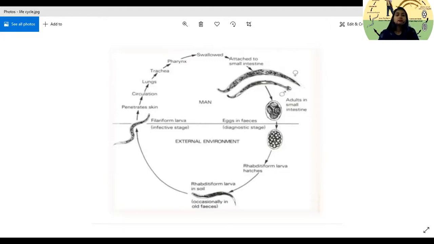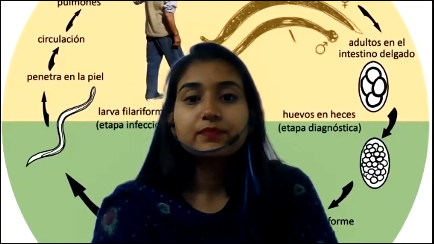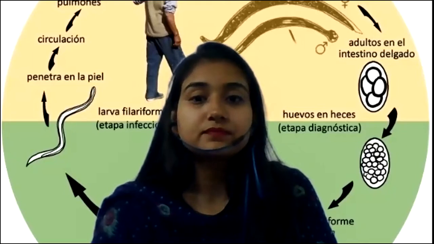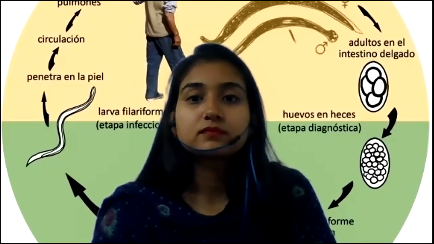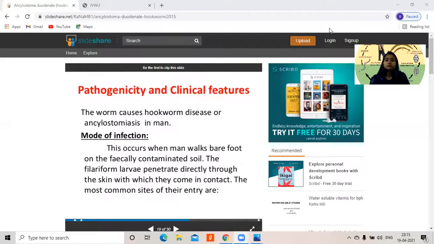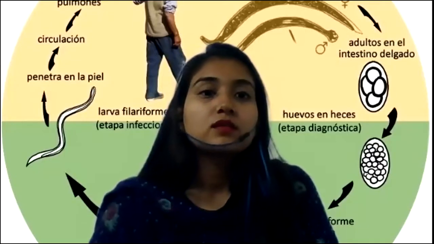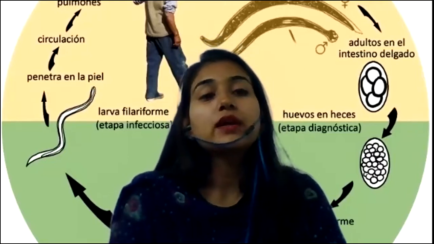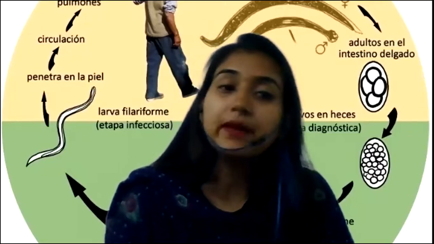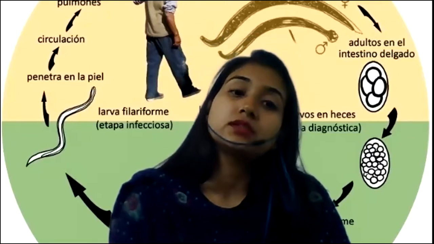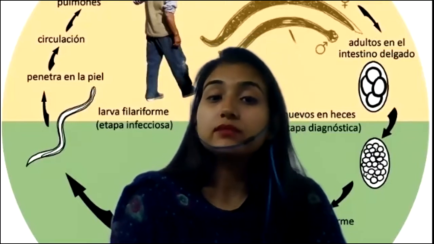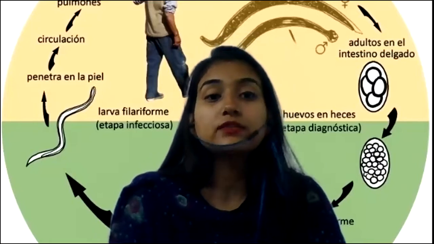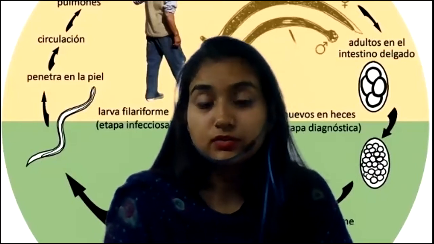And next, pathogenicity and clinical features. So, the worm causes hookworm disease or ankylostomiasis in man. Mode of infection: this occurs when men walk barefoot on fecally contaminated soil.